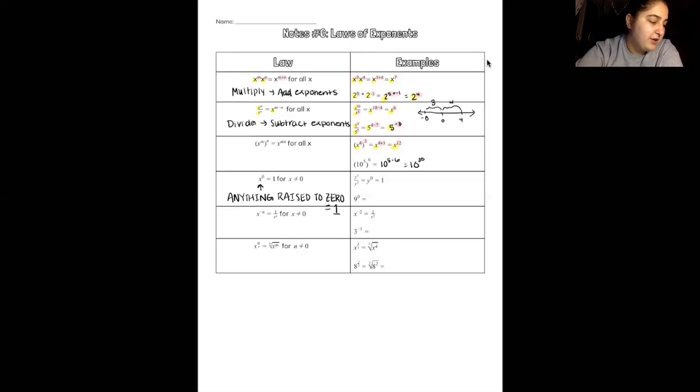So if I have y to the 3rd over y to the 3rd, right, I subtract those exponents, so I get y to the 0. Well, anything to the 0 power is just 1, so it just equals 1. So if I have 9 to the 0, it just equals 1.